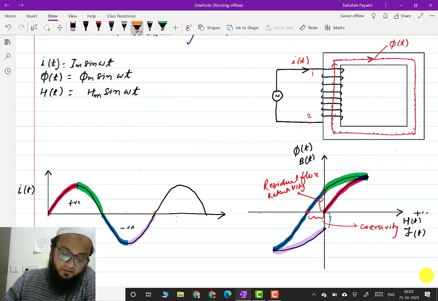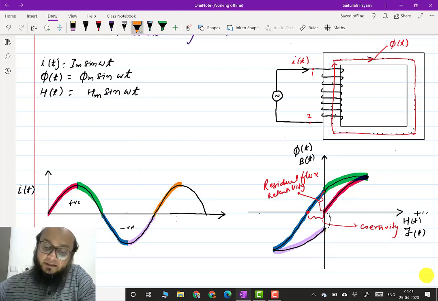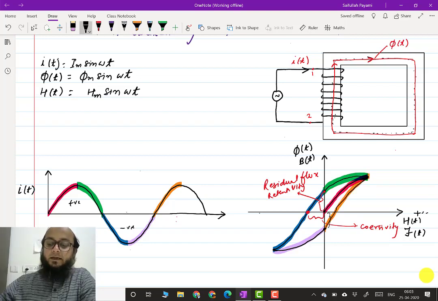Now, when the fresh cycle starts, this time it will take this path, and it will try to reach the peak here. So you see that there is a kind of hysteresis loop. We say it as a hysteresis loop, or BH loop, of the ferromagnetic material.